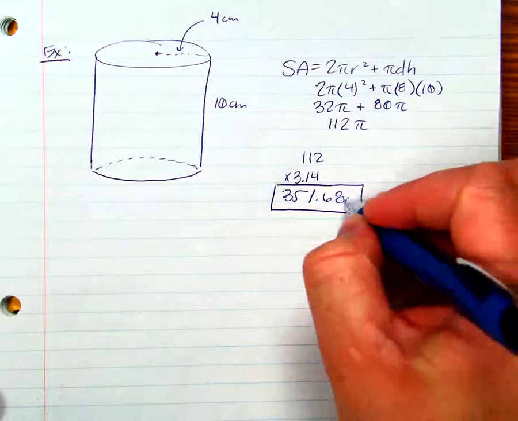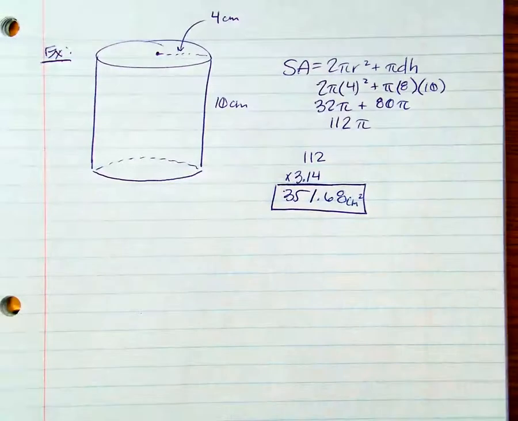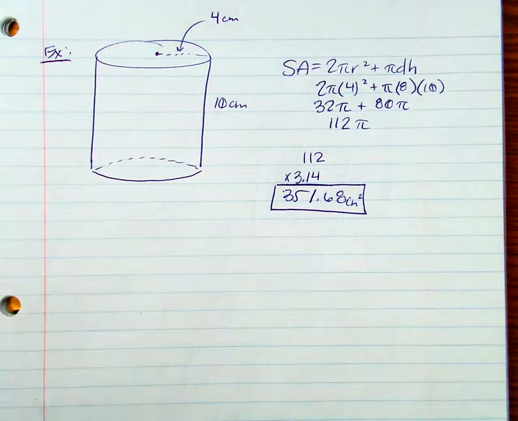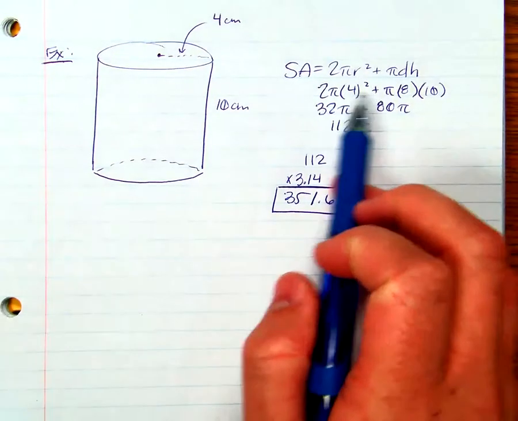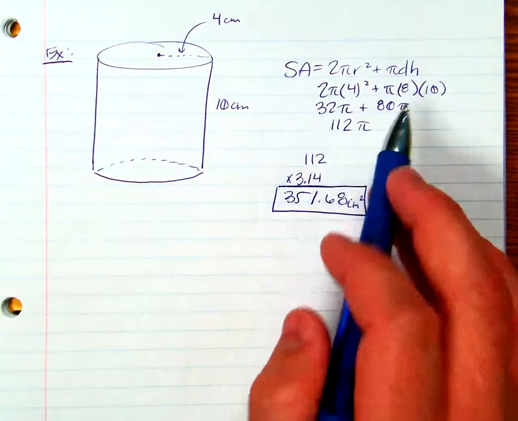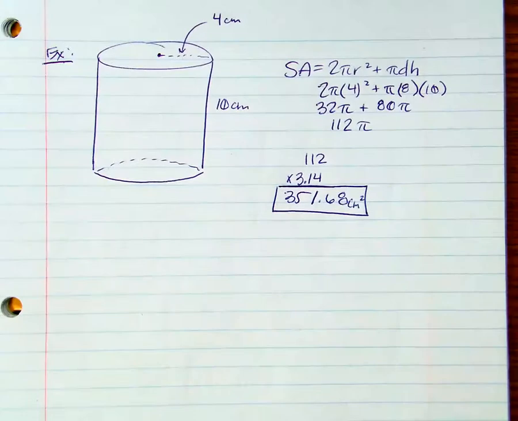This was all centimeters, so I'm going to add in centimeters squared. That's the process that I would like you taking with each one of these problems. Please make sure that you multiply all the whole numbers first, add them up, and at the end, you will multiply by pi.